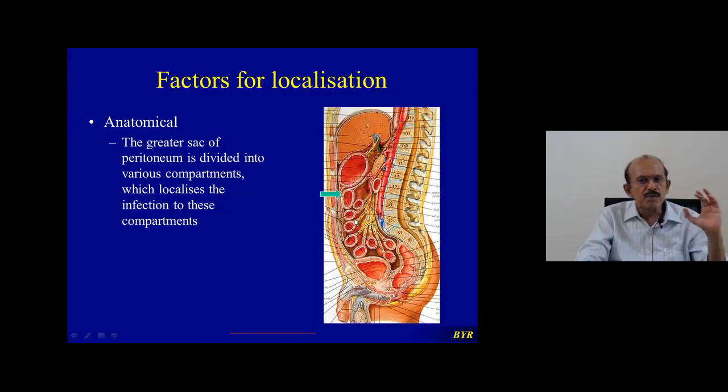Only in a few patients will there be spreading peritonitis. In most patients, it gets localized. Why? Because of certain anatomical factors and certain pathological factors. What are these anatomical factors?